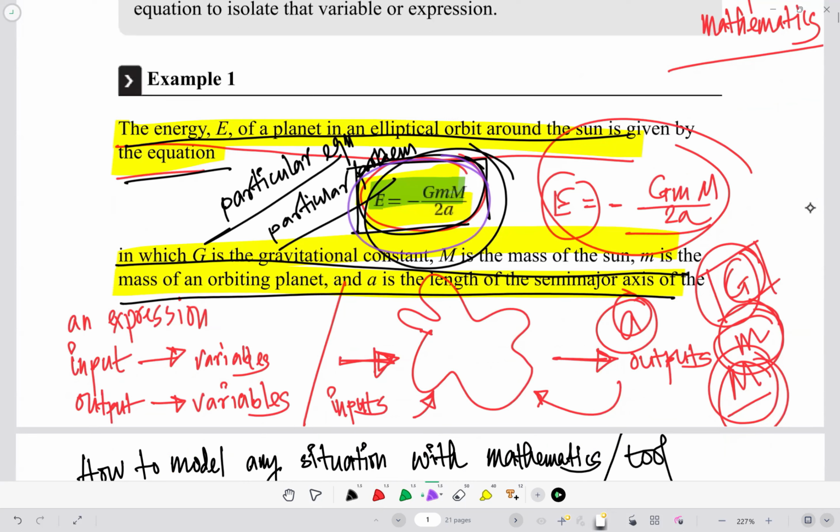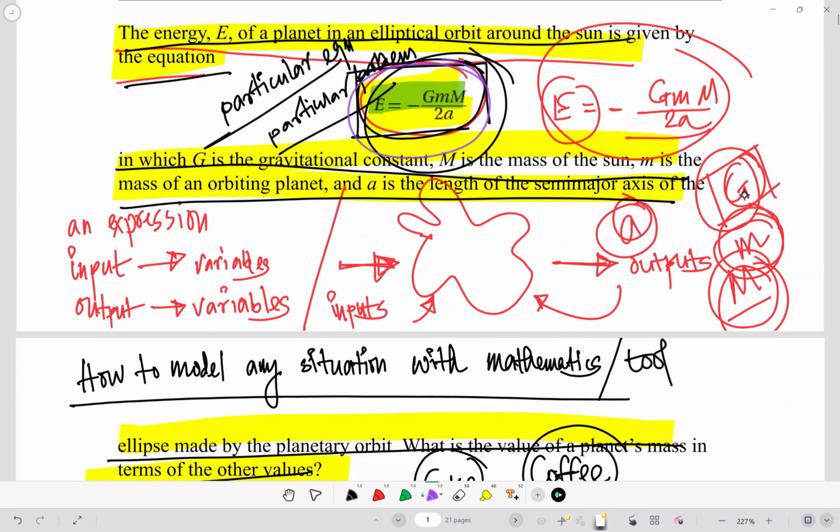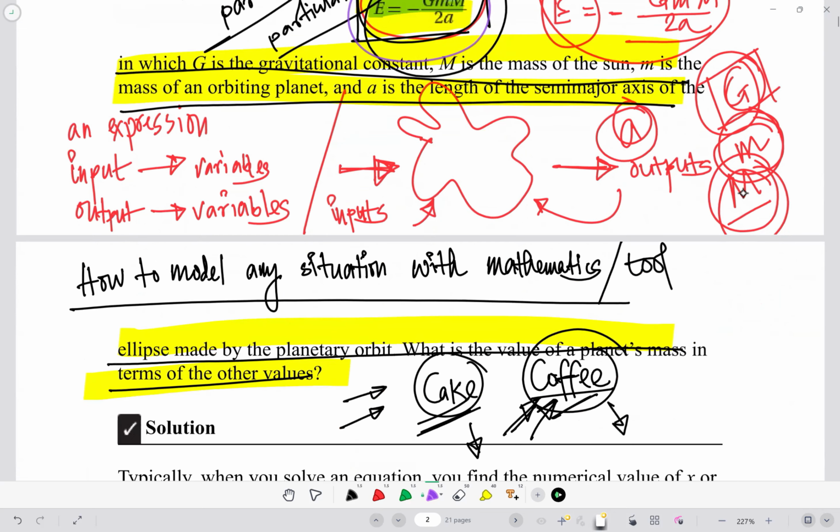Okay, so the energy E of a planet in an elliptical orbit around the sun is given by the equation, in which G is the gravitational constant, M is the mass of the sun, m is the mass of an orbiting planet, and a is the length of the semi-major axis, because it's an ellipse.